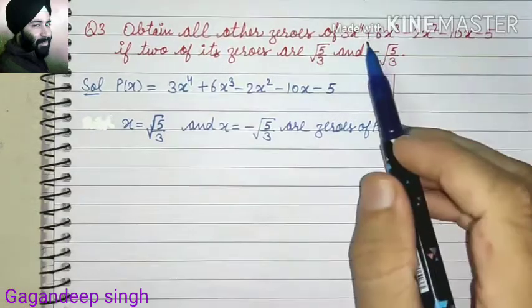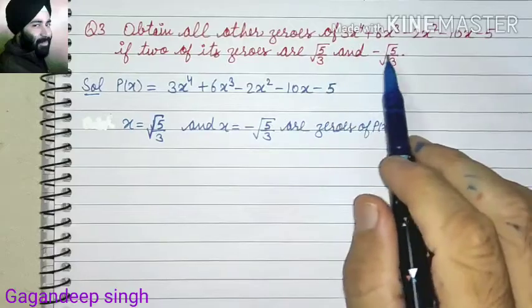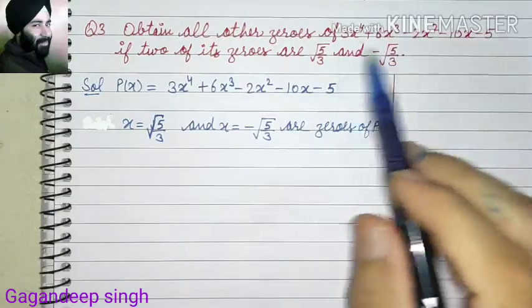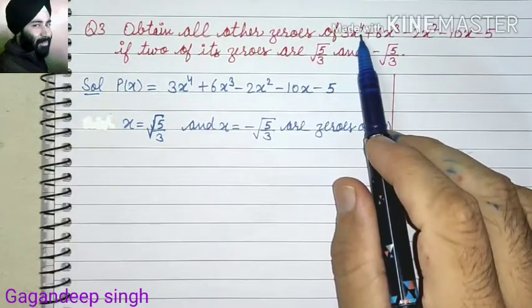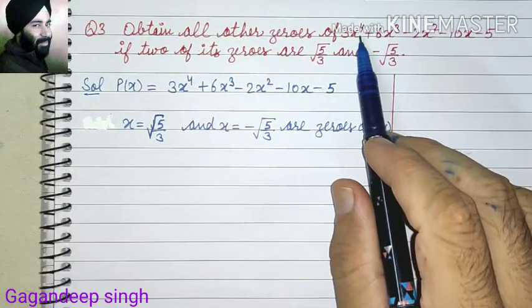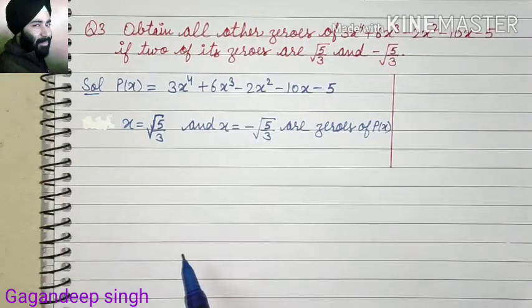In this question a polynomial is given whose degree is 4 and two zeros are given in the question and we have to find the other zeros. So degree is 4, so there will be 4 zeros of this polynomial, 2 zeros are given and remaining 2 zeros we have to find.